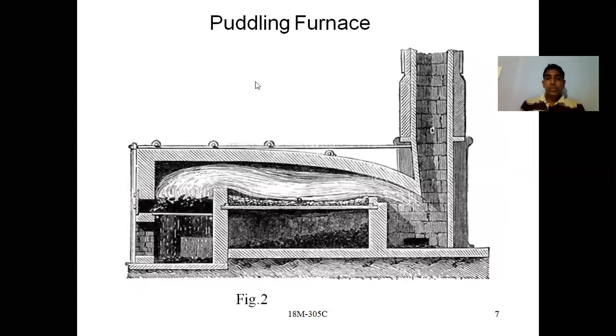This is the cut section of a puddling furnace. If you see how it looks, the coke is burned here, and you send an air blast from here, so it is reflected back when it touches the roof. The flue gases are sent to the chimney, and this is the molten metal settled here. On top of that you have slag that can be removed. This is the general construction of a puddling furnace.